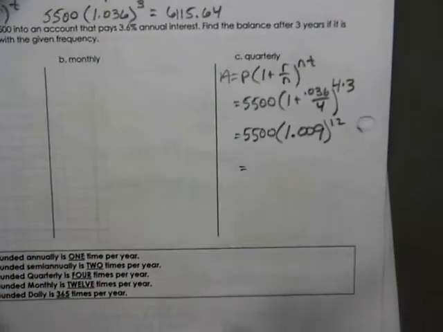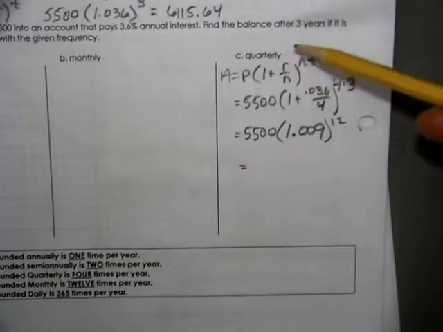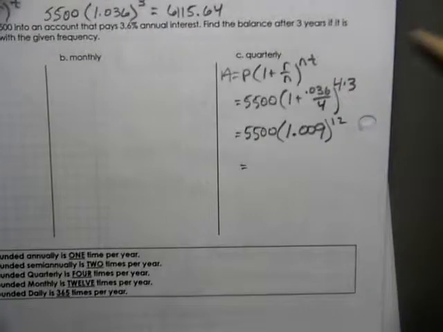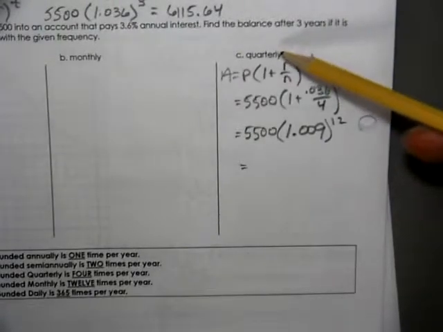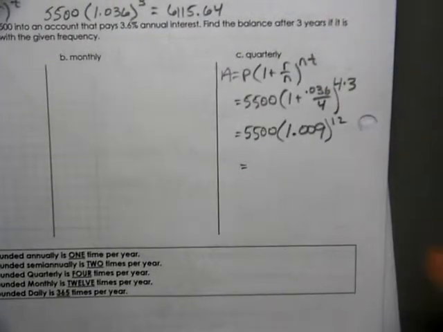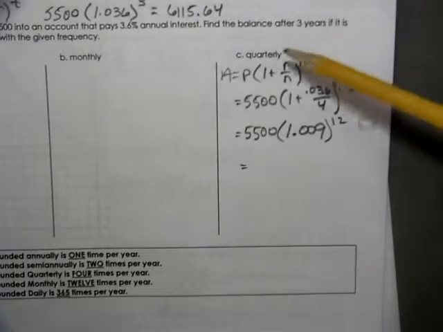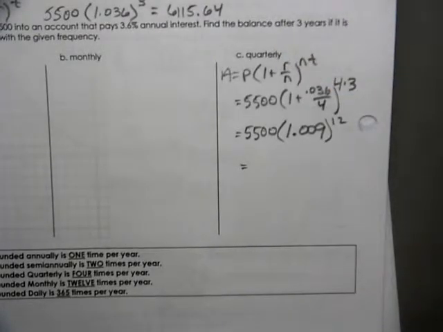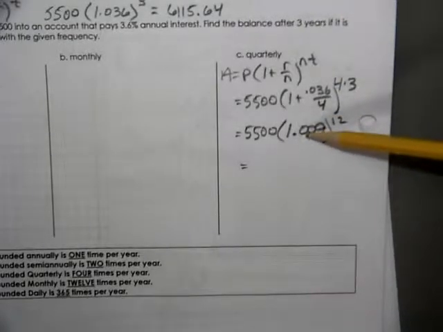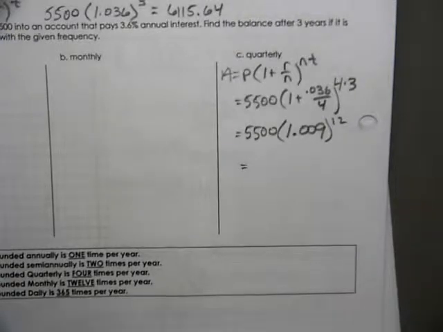What this is saying is that at the end of every month, actually every 3 months, because there's 3 months in each quarter of a year, at the end of every 3 months, they're going to give you some extra money into your account. So after 3 months, they calculate what this 0.009 is, and they add it to your account. And then they do that 12 different times for you to figure out what 3 years is worth.